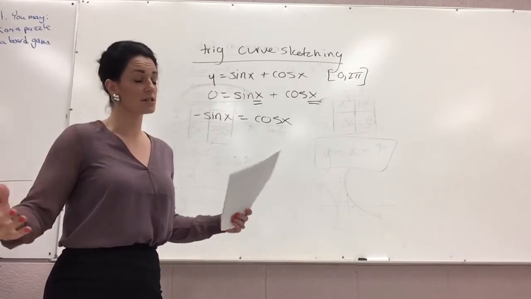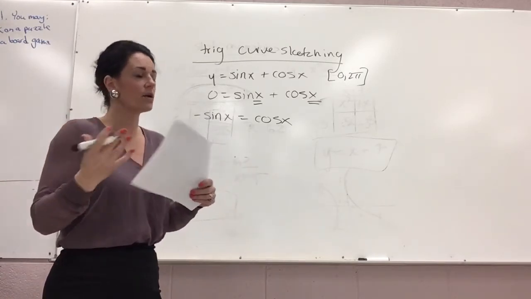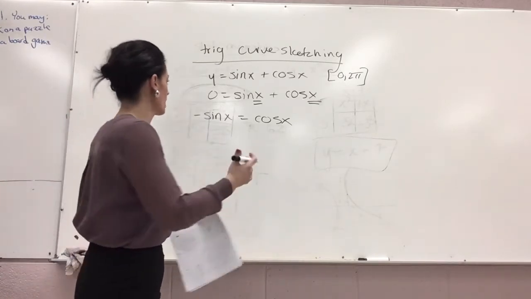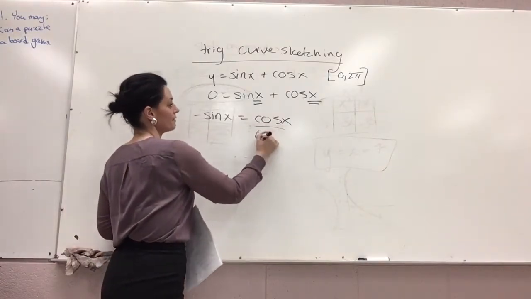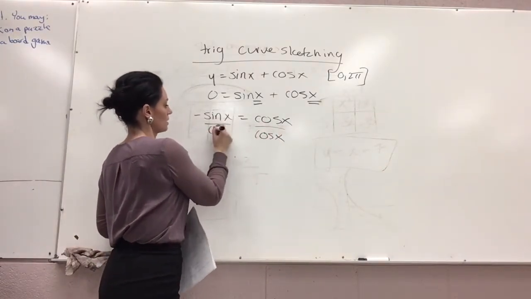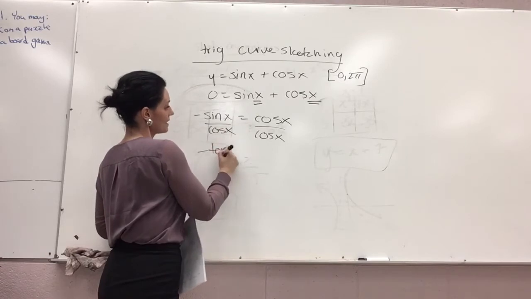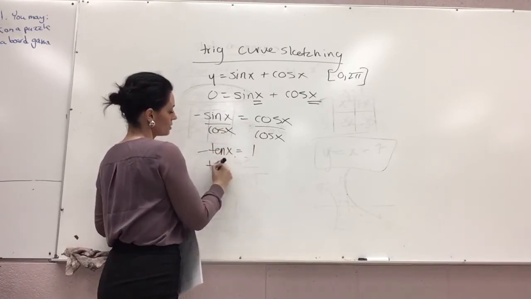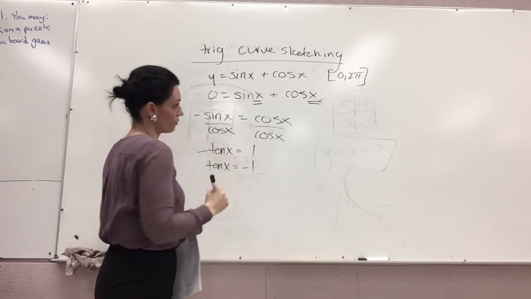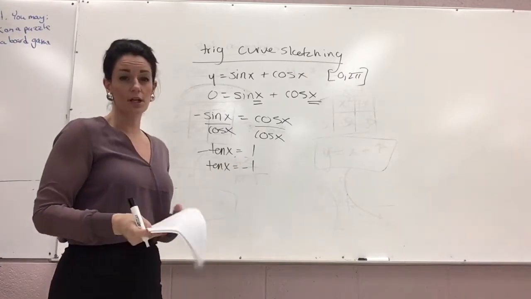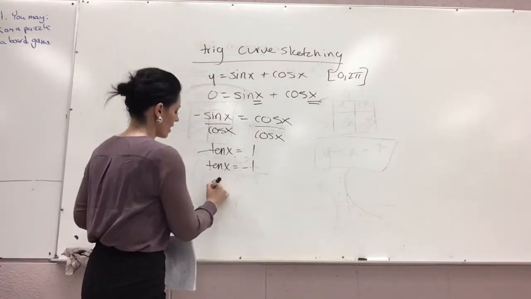When I have two trig functions, it's not by itself. So I want to find a way to make these two trig functions one. So what I'm actually going to do is divide by cos x. So I end up with minus tan x equals 1, so tan x equals negative 1. So then all I'm doing is looking for where tan is negative 1.